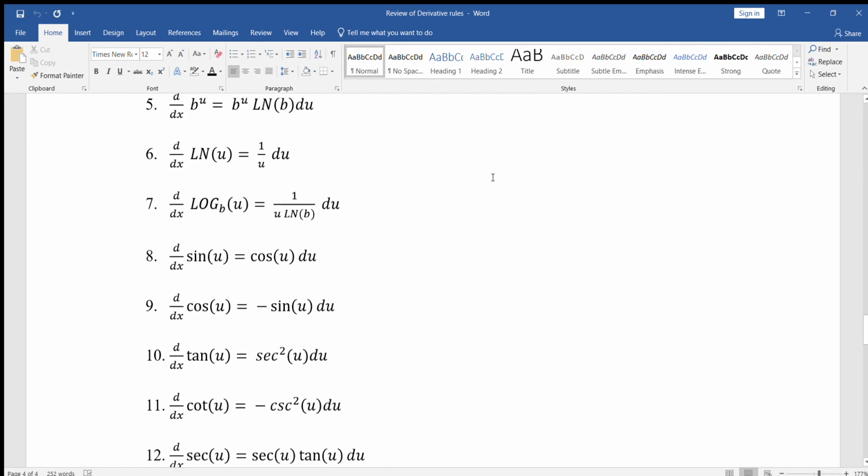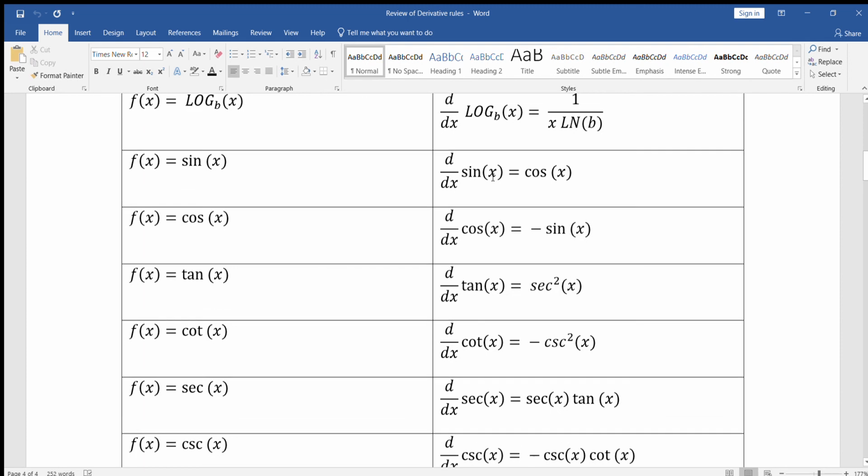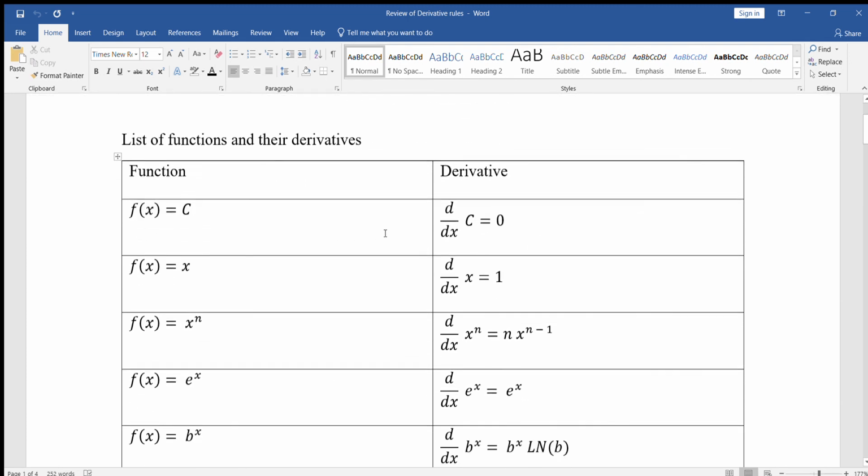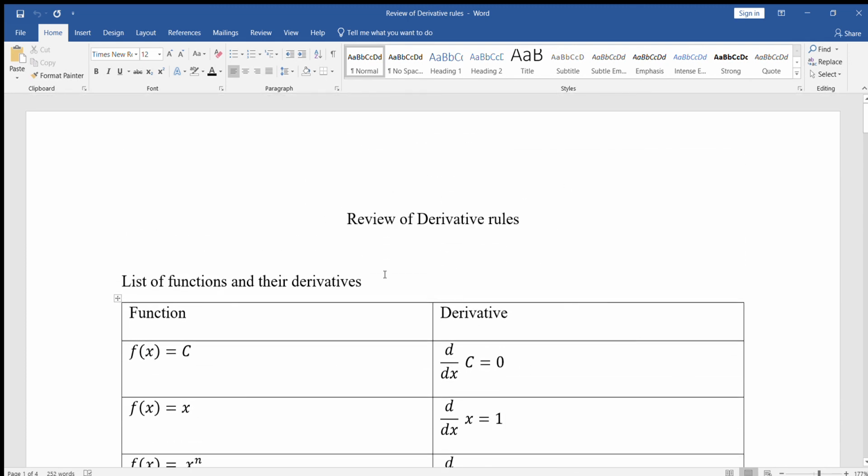So this right here is a quick little review. I did not do any examples, but this is a quick little review of the derivative rules.